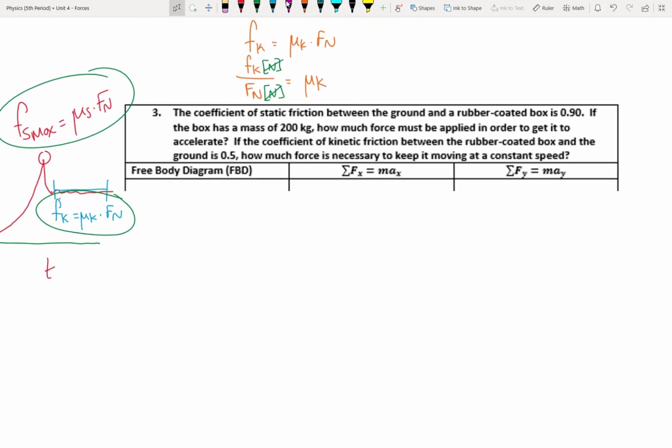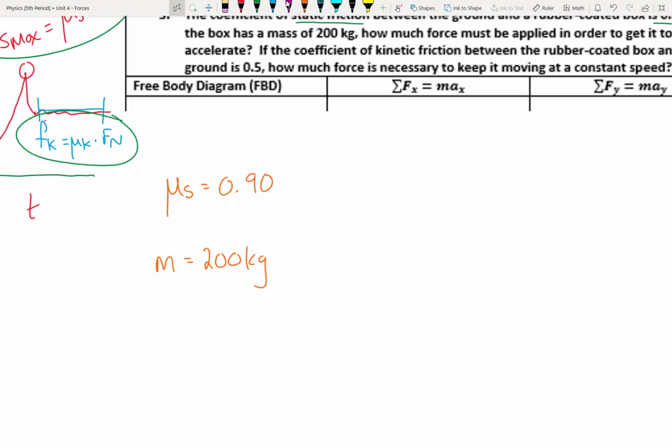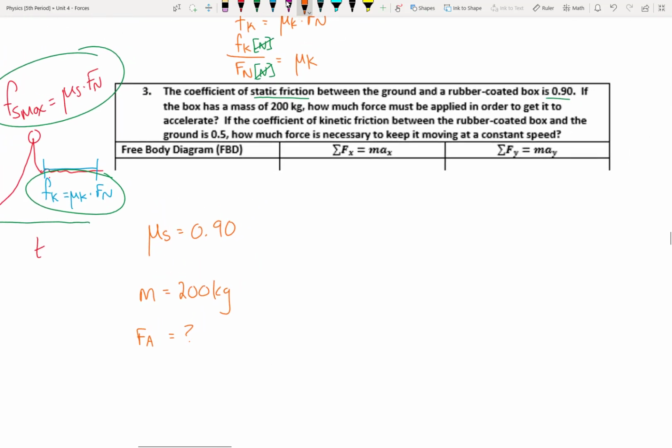We've got some information. The coefficient of static friction is 0.9. Let's list this stuff over here. Put it in orange. So we've got a mu s, which applies when the object is stationary, 0.90. The box has a mass of 200 kilograms. It's a big boy. How much force must be applied to get it to accelerate? So there's going to be some applied force necessary to break it loose, get it moving. That's going to be the force that's got to overcome Fs at a maximum.